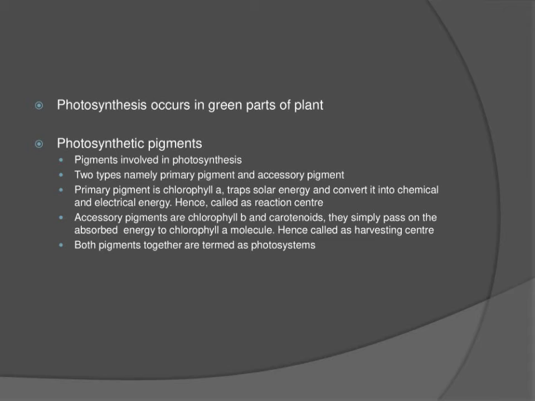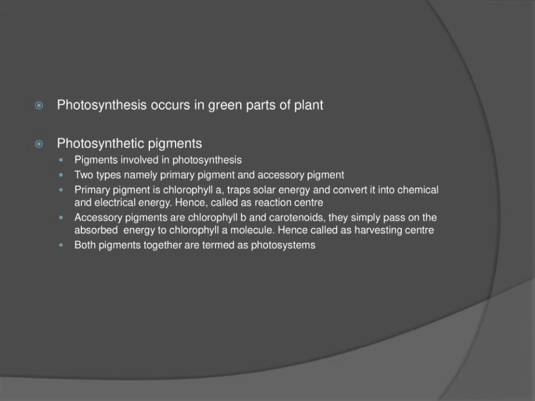Next, accessory pigments are chlorophyll B and carotenoids. They simply pass on the absorbed energy to the chlorophyll A molecule. That is, they take the energy from sunlight and pass it on to chlorophyll A pigment, and chlorophyll A pigment again converts that into chemical energy and electrical energy. So chlorophyll B and carotenoids are accessory pigments. They just take the sun's energy and pass it on to the chlorophyll A molecule. Hence, these are called the harvesting center. Both these pigments together are termed photosystems.